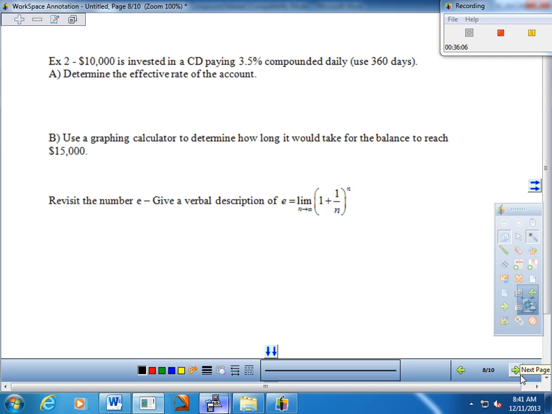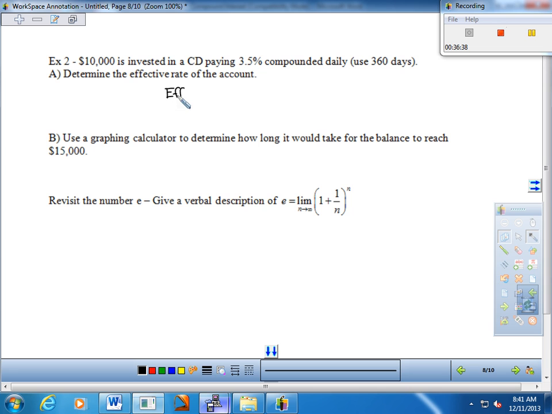So example 2, $10,000 is invested in what's called a CD, a certificate of deposit, paying 3.5% compounded daily. I believe banks typically use 360 for daily, so I'll stick to the 360 there. Determine the effective rate of the account, and then use a graphing calculator to determine how long it would take for the balance to reach 15,000. Okay, great.